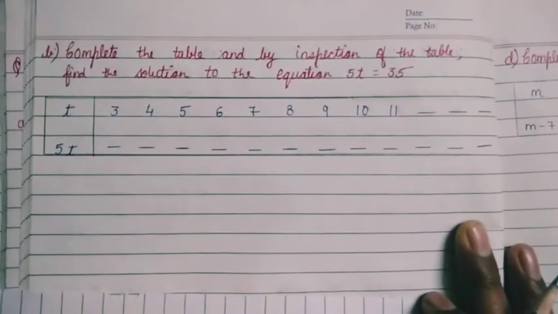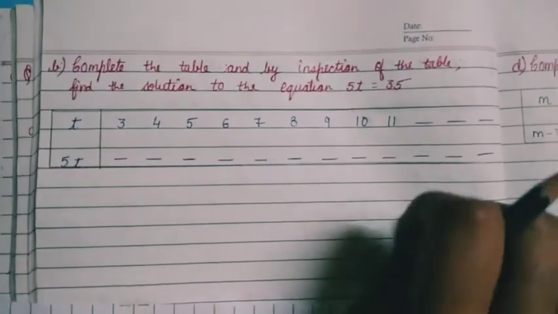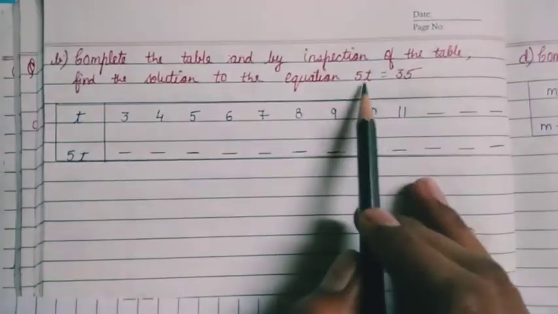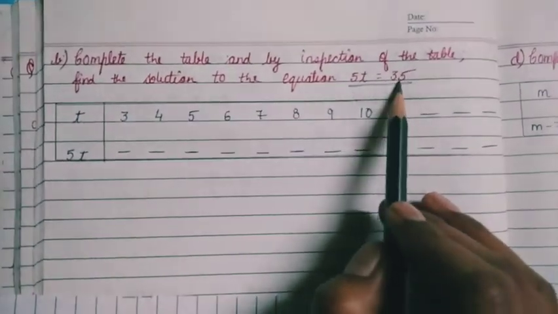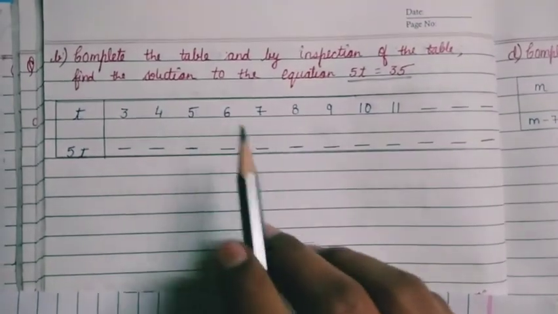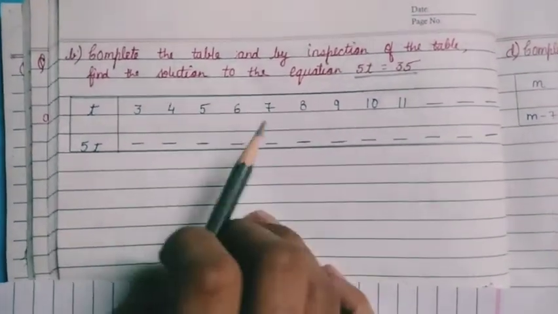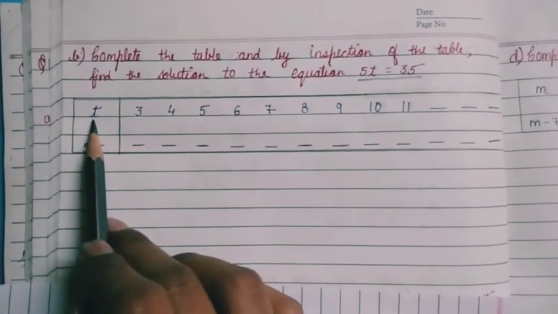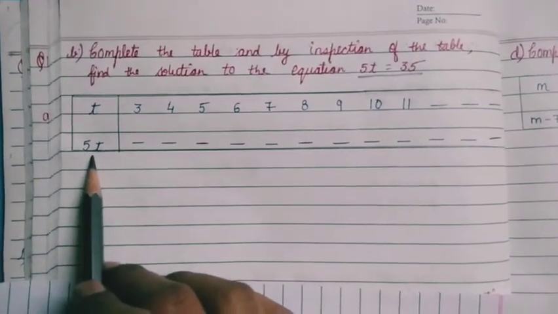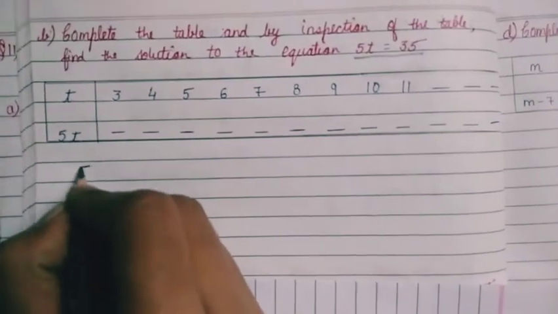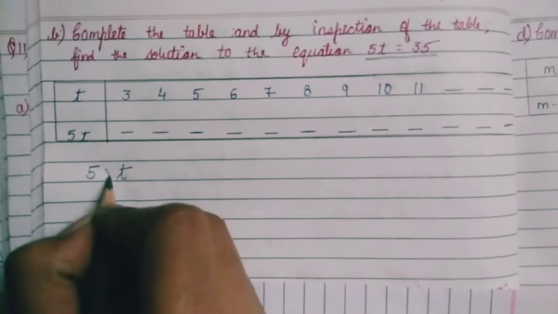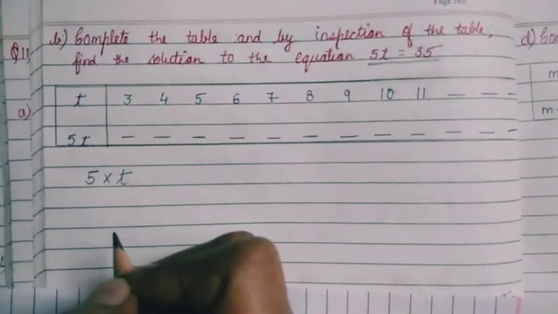The B part of question number 4 is complete the table and by inspection of the table find the solution of the equation 5t is equal to 35. Same as A part, we have to fulfill the table. The first row is showing the t and second row is showing 5t. 5t means in between 5 and t we have multiplication symbol.